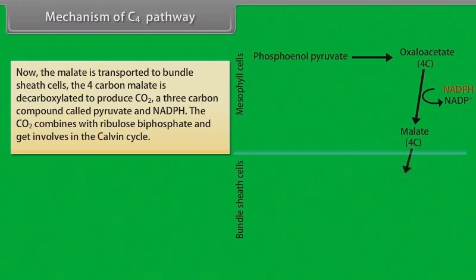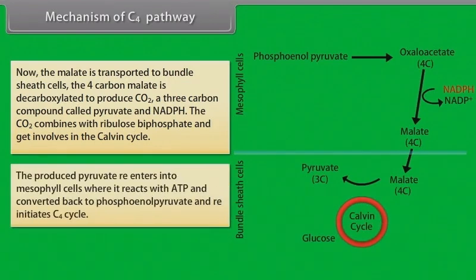The 4-carbon malate is decarboxylated to produce carbon dioxide, a 3-carbon compound called pyruvate, and NADPH. The carbon dioxide combines with ribulose bisphosphate and gets involved in the Calvin cycle. The produced pyruvate re-enters the mesophyll cells, where it reacts with ATP and is converted back to phosphoenol pyruvate and reinitiates the C4 cycle. Photorespiration.